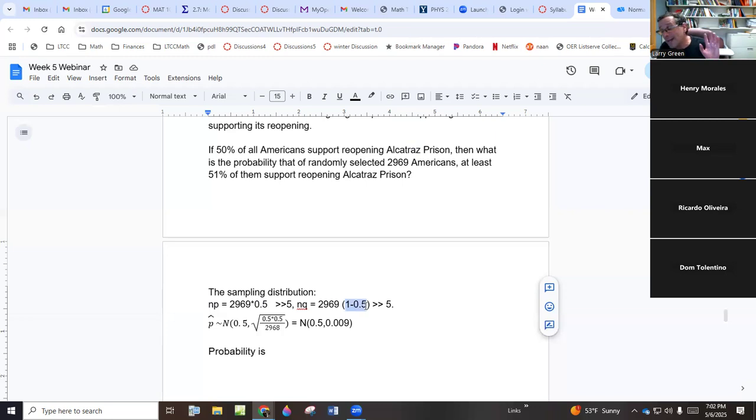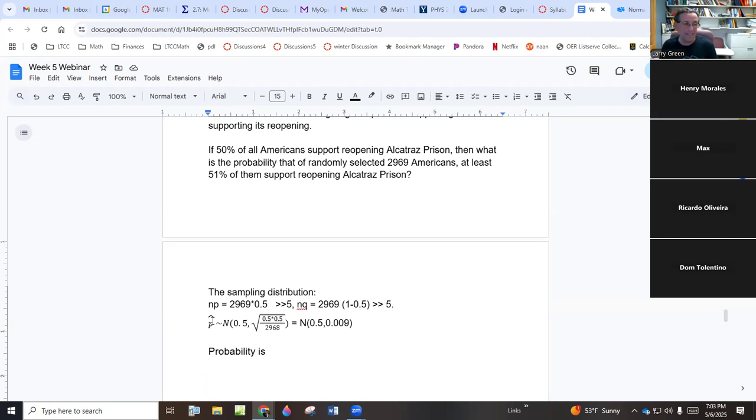Okay, which, by the way, 1 minus 0.5 happens to be 0.5, but it won't always be that because P is not always going to be 0.5. But in this case, it is. And that's also much bigger than 5. So because of that, it means that we have a sampling distribution that is approximately normal. And if it's much bigger than 5, it's very close to being normal. Does that make sense?